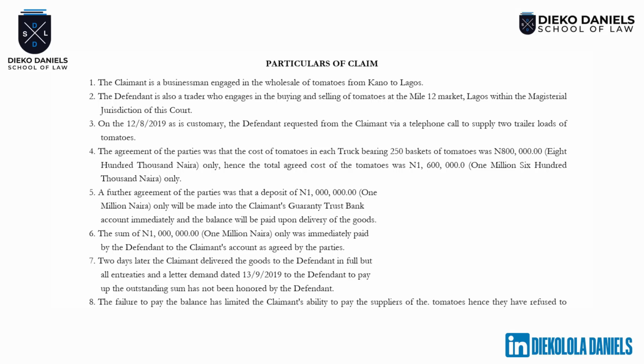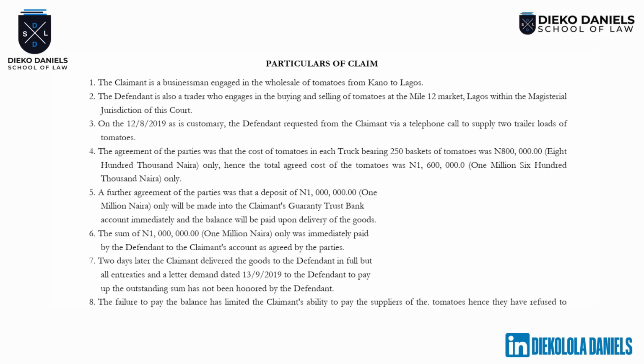Now, the second paragraph: the agreement of the parties was that the cost of tomato in each truck bearing 250 baskets of tomato was how much? Was 800,000 only. Another thing about drafting is that when you talk about an amount, you will write it in figures, then you open the bracket and you must write it in words. Those are one of the subtle keys of drafting. So the same way I said 800,000 now, you see that I opened the bracket and I said 800,000 naira only, right? Then you continue. Hence, the total agreed cost of the tomato was how much? Was 1.6 million naira only, because there are 2 trucks.